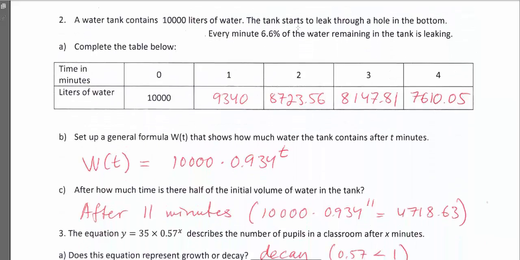Okay, so a water tank contains 10,000 liters of water. The tank starts to leak through a hole in the bottom of the tank, and every minute 6.6% of the water remaining in the tank is leaking. First we start with 10,000 liters. First we have to figure out the factor. So how do we do this?